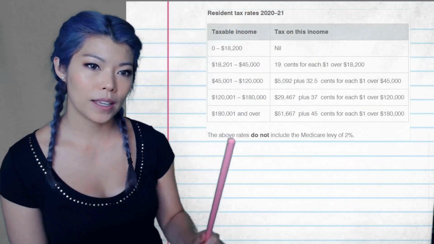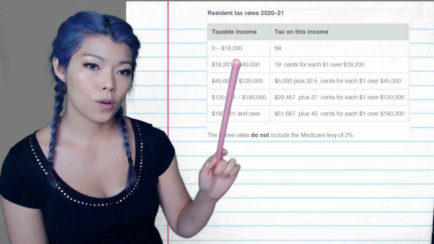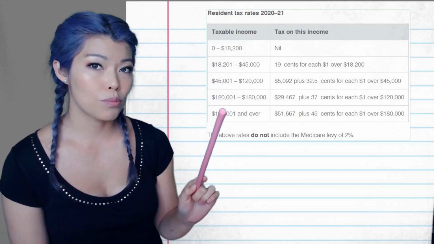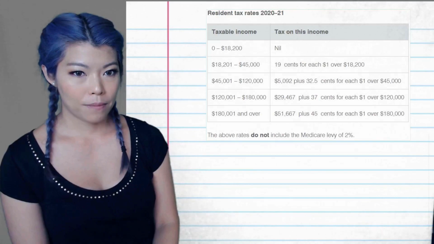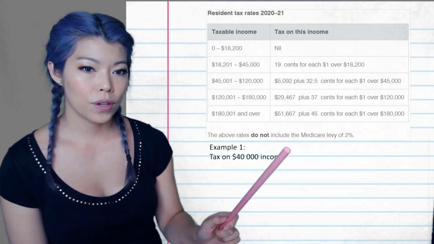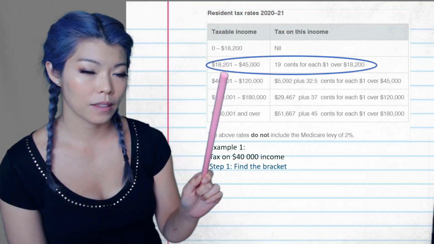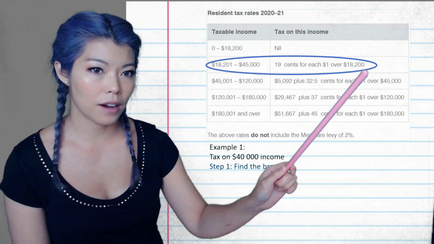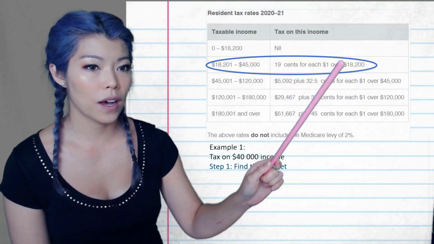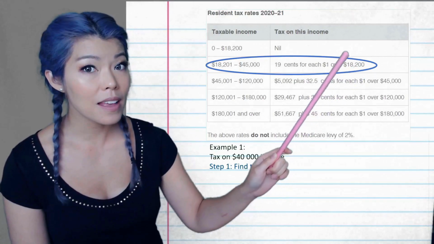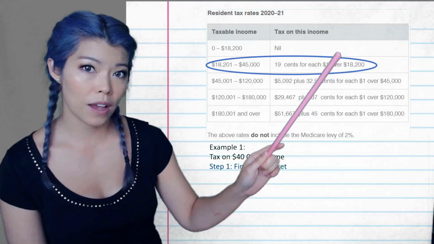Here's the taxable income table. The amounts of money on this side are called brackets, and depending on which bracket you belong to, that is the amount of taxes you pay. For example, let me explain. Let's say you earn $40,000, then you belong to this bracket over here. So therefore you pay this amount of taxes. That is 19 cents for every dollar over 18,200. Remember, 18,200 is the amount of money that you can earn up to before you have to pay taxes.